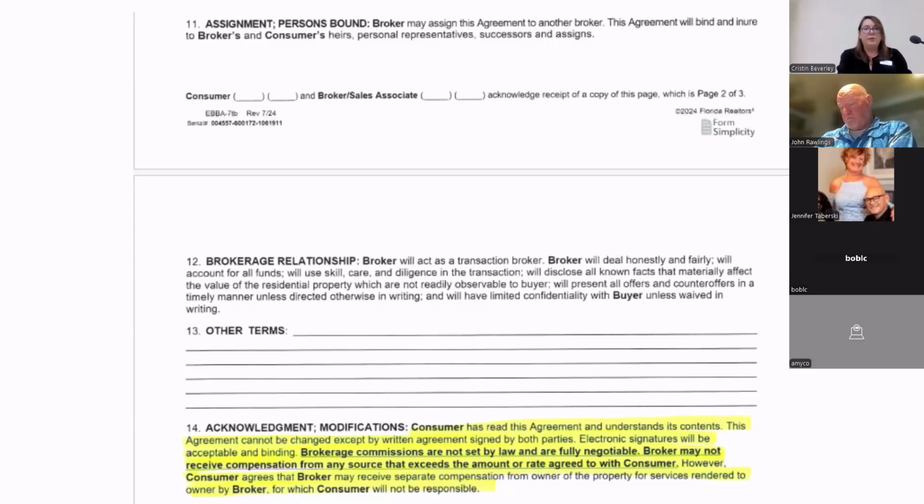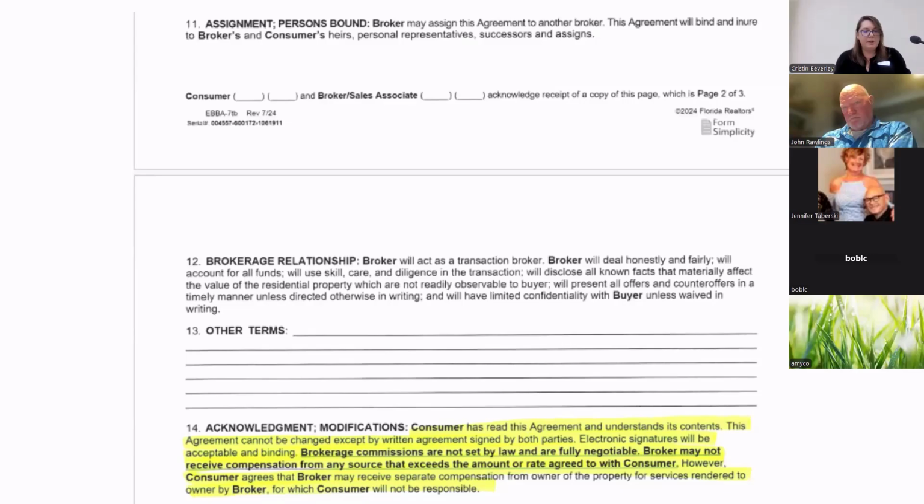And then it goes on for other terms, and I'm going to say the same thing I said before. Be very careful what you decide to handwrite into the contract. And then we have this new acknowledgement modification wording that you'll see is not only bolded, but is also underlined. So you know it's really important that we go over this piece with our customers. The consumer has read this agreement and understands its content. This agreement cannot be changed except by written agreement signed by both parties.